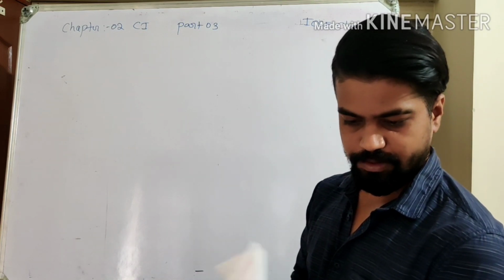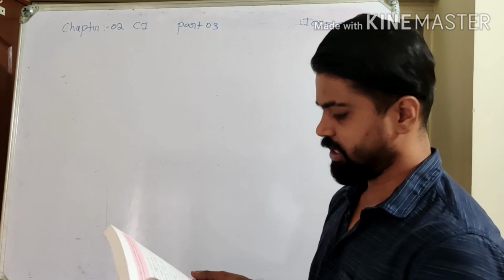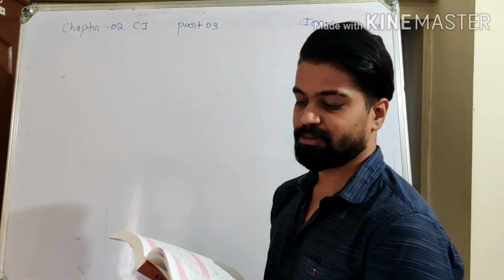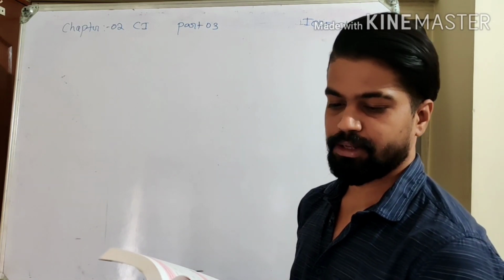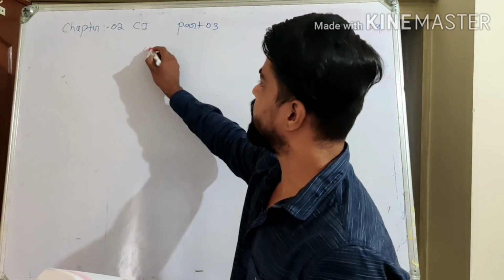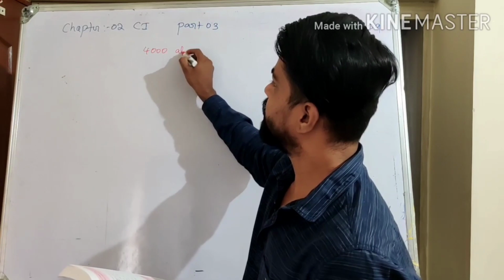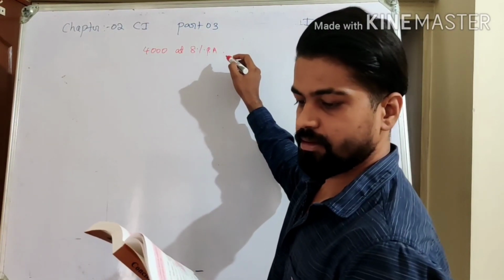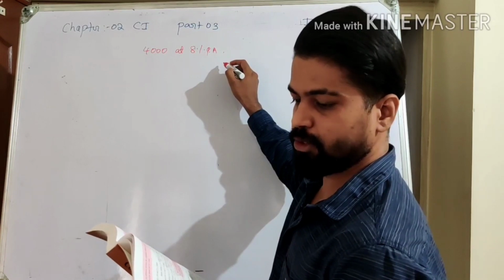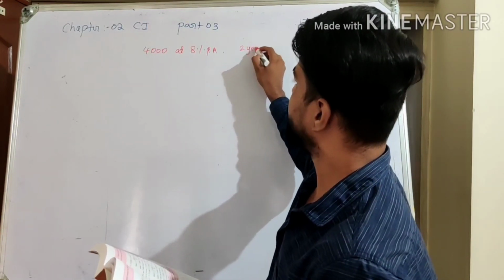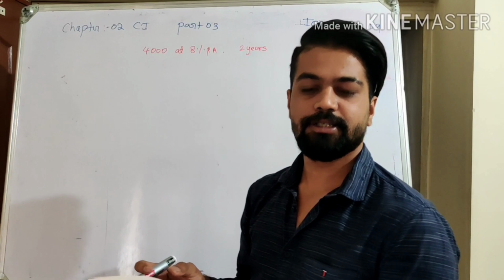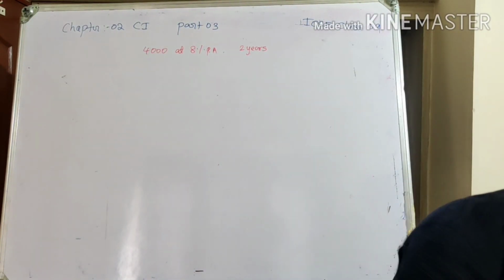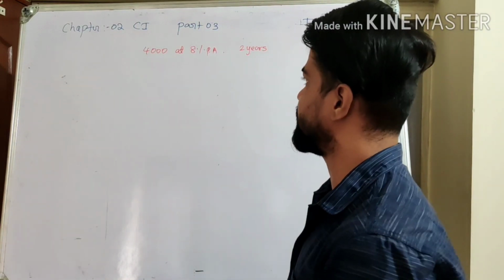Example 5. You can refer page number 30. Calculate the difference between compound interest and simple interest on 4,000 at 8% per annum in 2 years. So I need to find SI separately and CI separately, then find the difference between them. Simple interest I will calculate first because simple interest is always easy to calculate.